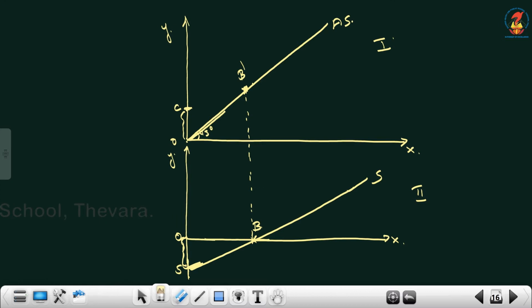So this is point B1. Join these points C and B1 to get the consumption curve. That means from here you have to join to get the consumption curve. This is how we derive the consumption curve from the saving curve. I hope it is clear to you.